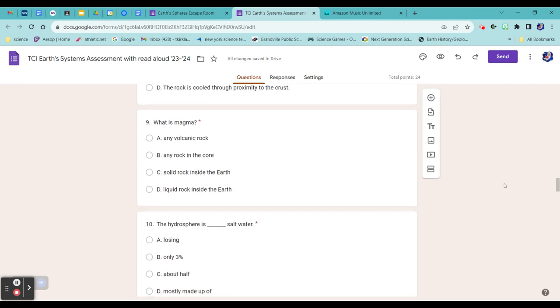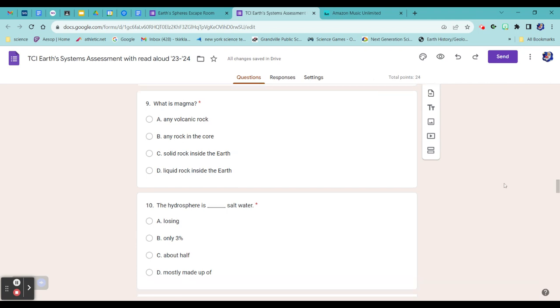9. What is magma? A. Any volcanic rock. B. Any rock in the core. C. Solid rock inside the earth. D. Liquid rock inside the earth. Number 10. The hydrosphere is blank saltwater. A. Losing. B. Only 3%. C. About half. D. Mostly made up of.